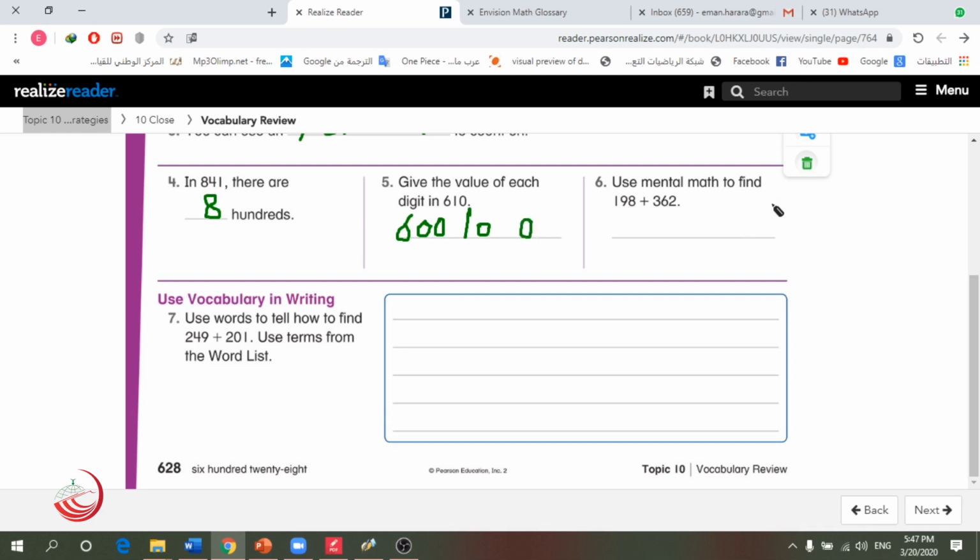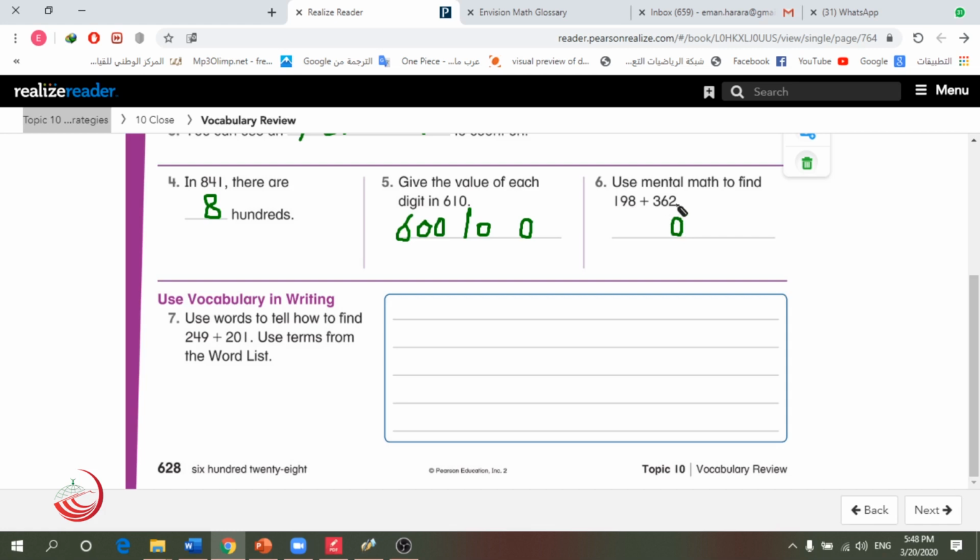Now use mental math to find 198 plus 362. Now let's add it. Hundreds to hundreds. 100 plus 300, how much it will equal? 400. But look here, teacher. Here in the ones, I have big numbers in which I can add here. So let's start from the right. Now, from the ones, 2 plus 8, it will equal what? 9 and 10. So I will write here the 0.